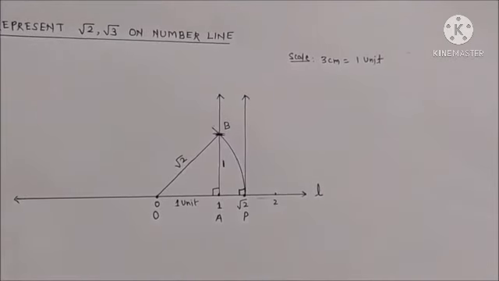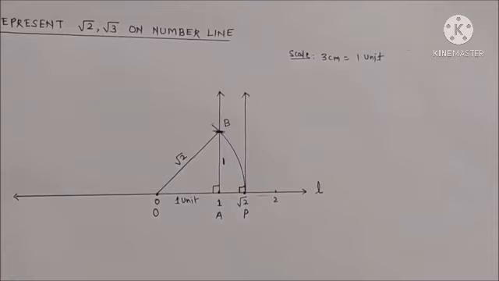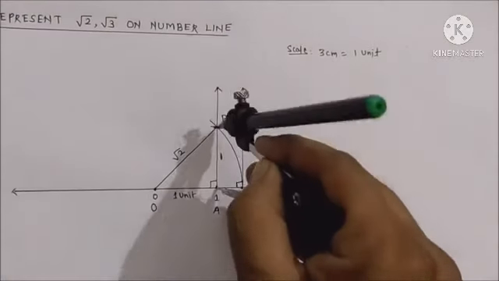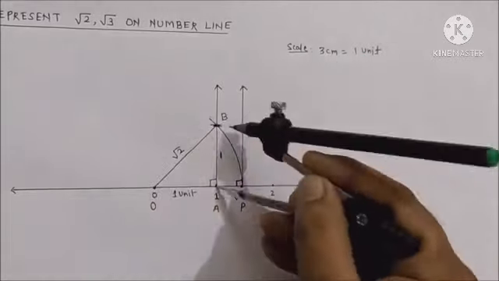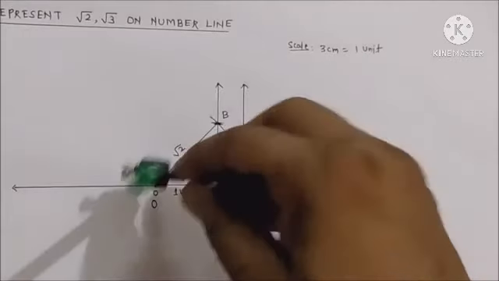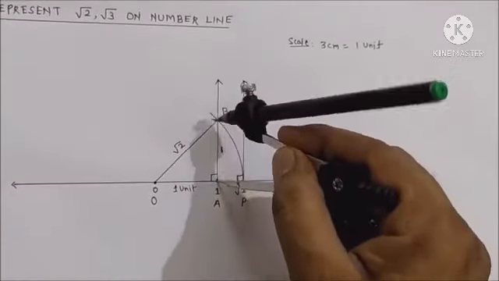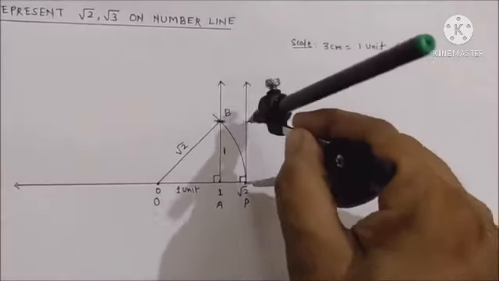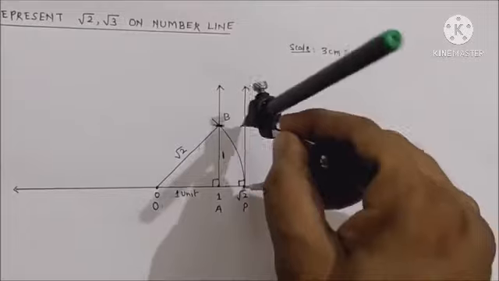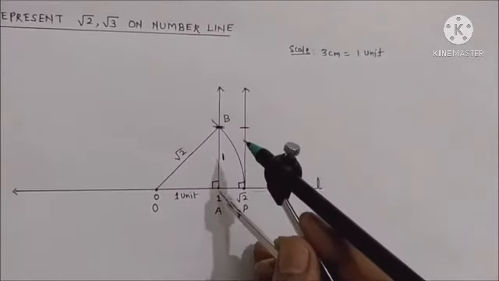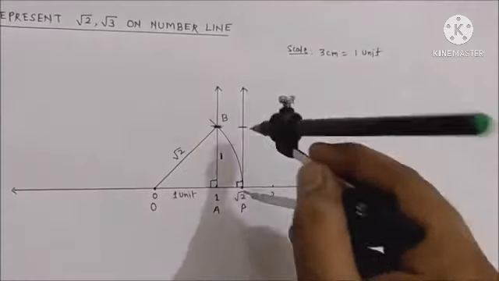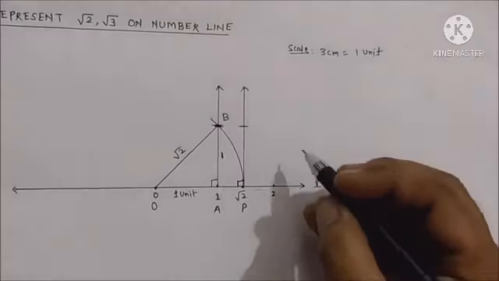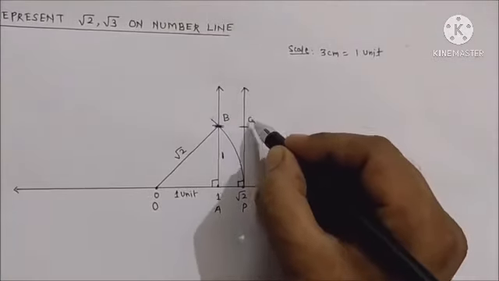After this, now take the same distance, this 1 unit. Same distance of 1 unit. Compass on point P and mark the arc. This is the distance of A to B. Same arc you can cut here. This is point C now.